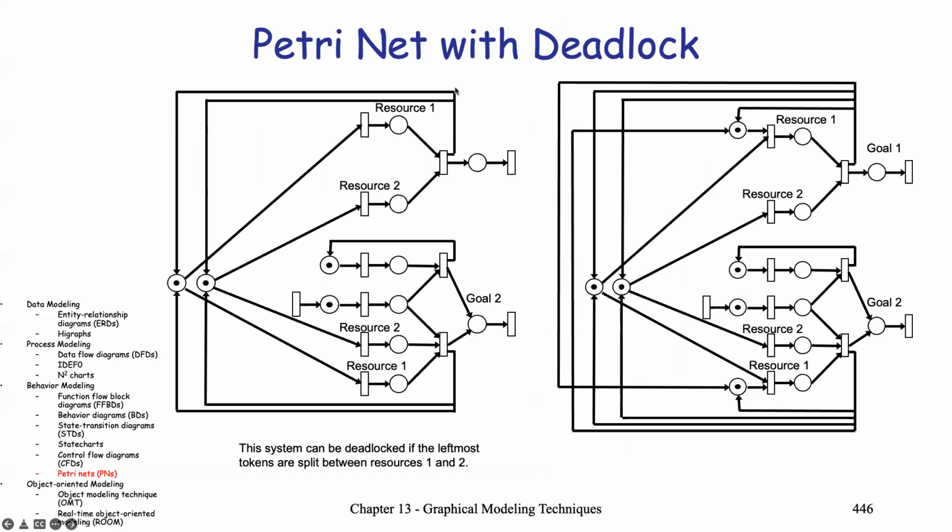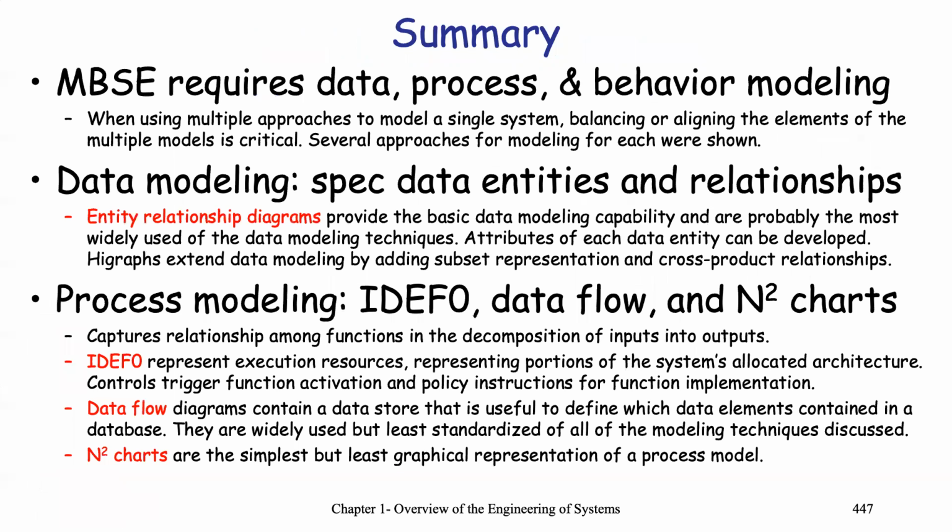Here is a Petri net with a deadlock. This system can be deadlocked if the leftmost tokens are split between resources 1 and 2. So that's just another example of a Petri net. I went through that fairly quickly, because some of these are quite complicated, and the whole intent is just to give you a survey introduction.